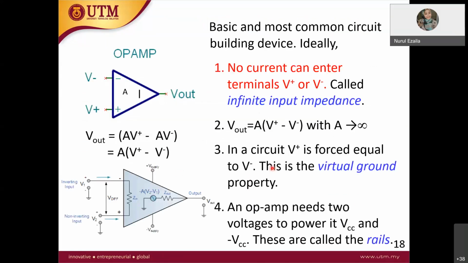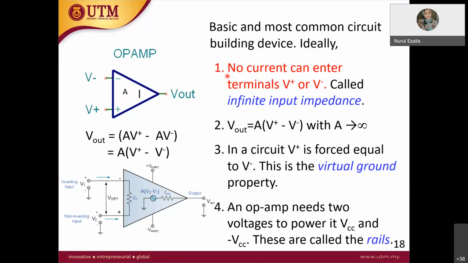Now, how do you want to analyze your op-amp? There is a basic and most common circuit building block. Ideally, this is your symbol of the op-amp. Like I said, it has a negative input, which is the inverting input, and it also has a positive input, which is the non-inverting input, and you have V out. V out is equal to the gain A times the difference of the inputs.